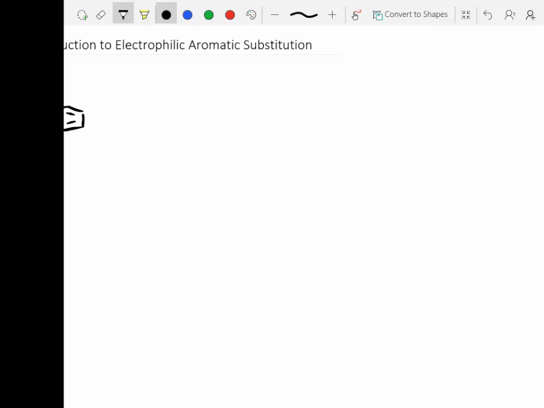Let's say I have just plain old benzene, and I try to react it with bromine. What will happen? No reaction. A lot of people will look at this and say, but there's a pi bond in there, right? We've seen addition of bromine across pi bonds before, but what's different? Yeah, it's aromatic and it's not a true double bond, exactly.